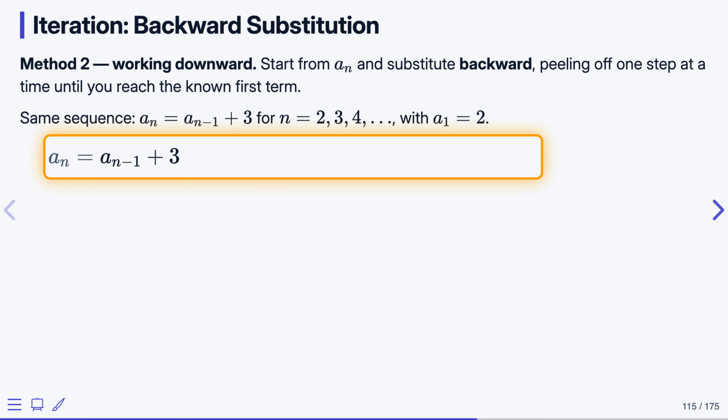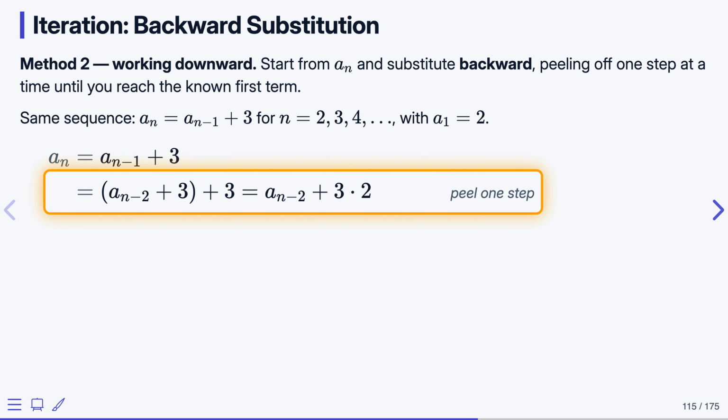Now the second way, called backward substitution, or working downward. This time we start at the top with a sub n and go down. A sub n equals a sub n minus 1 plus 3. Step 1. Replace a sub n minus 1 using the same rule. It equals a sub n minus 2 plus 3. So a sub n equals a sub n minus 2 plus 3 times 2.